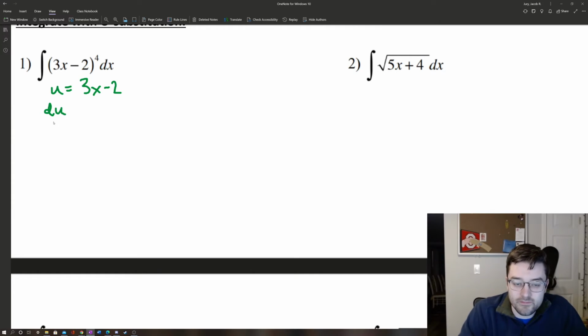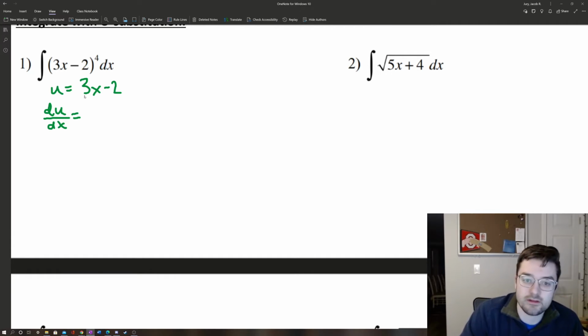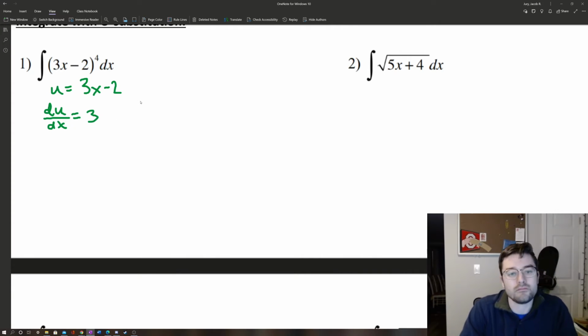So du over dx is just the derivative of that thing. The derivative of u is du over dx, and the derivative of 3x with respect to x is just 3. The derivative of negative 2 with respect to x is just 0. So that's going to be our setup for this. But if you remember, we need to isolate du. So du is 3 times dx.